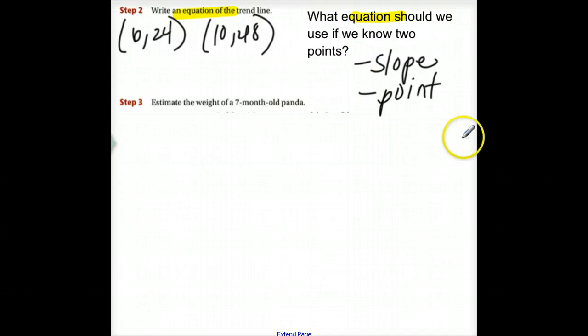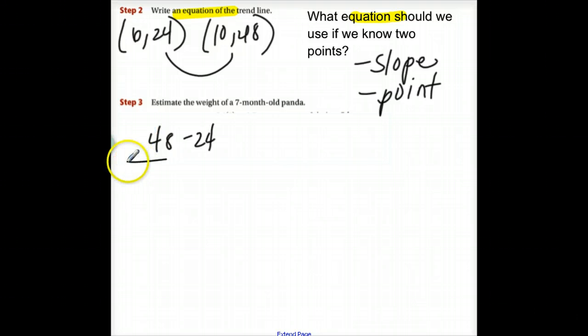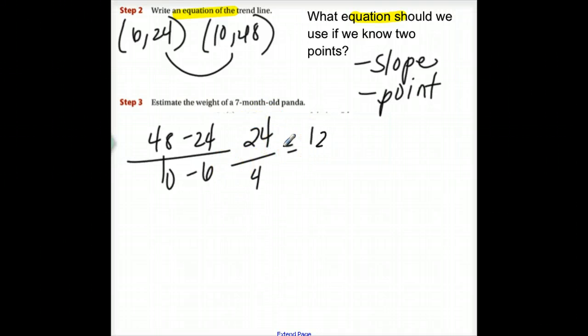point. Well, I'm probably going to use point-slope form. First, I need to find the slope of my line, and I can do that with 2 points. Take my change in y's over change in x. 48 minus 24 over 10 minus 6. This is going to be 24 over 4, divide by 2, divide by 2 again, slope of 6.